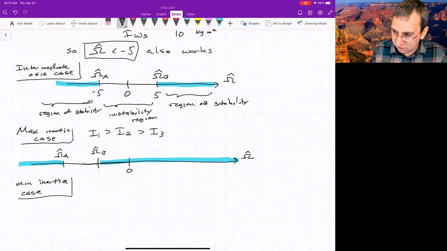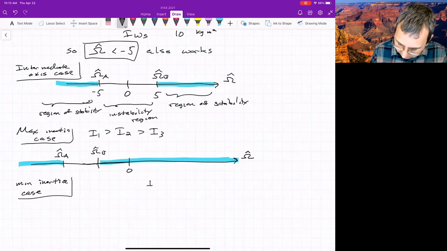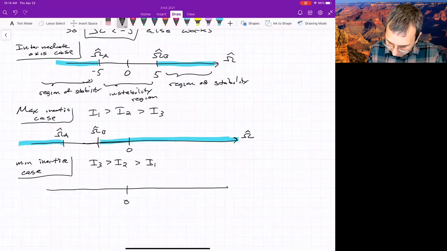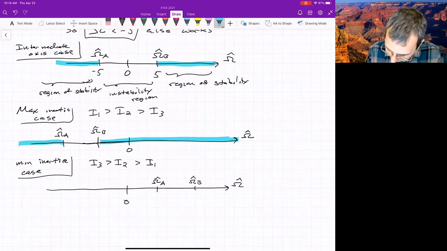And an example min inertia case would be, I'll put I1 at the end of this line. And again, let's plot the line of omega hat. We'll have both of these on the right side of 0. So both positive, omega hat A and omega hat B. So you need to be greater than omega hat B and less than omega hat A.